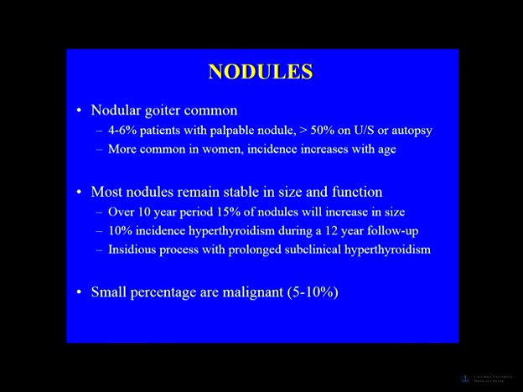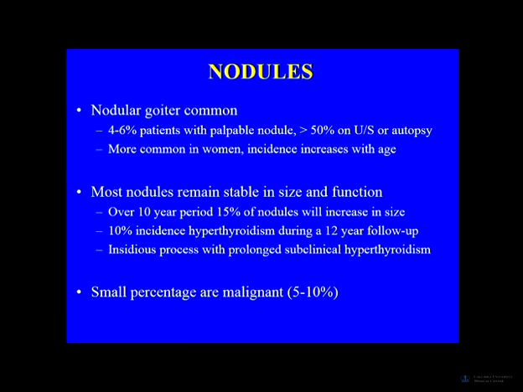Some estimate actually that every decade of life you have an increased 10% chance. So when you're 10 years of age, you have a 10% chance. When you're 50, you have a 50% chance. When you're 80, you have upwards of an 80% chance of having a thyroid nodule. So exceedingly common. They're more common in women, likely due to the increased risk of Hashimoto's, which is a predisposing risk factor for nodules themselves. And as I said, the incidence clearly and significantly increases with age.